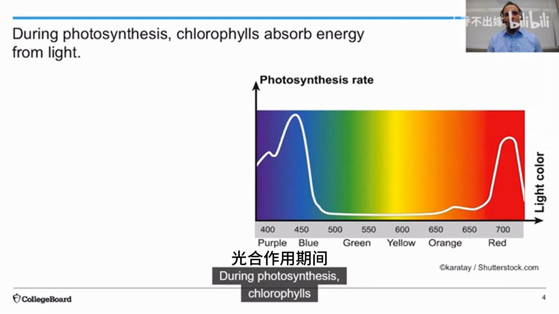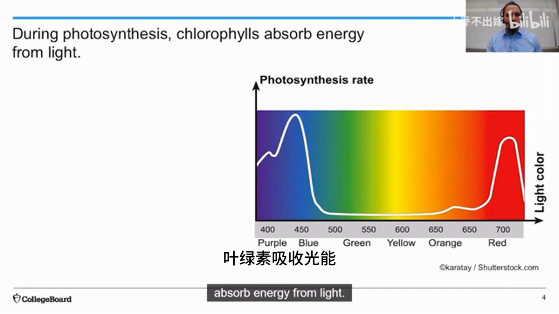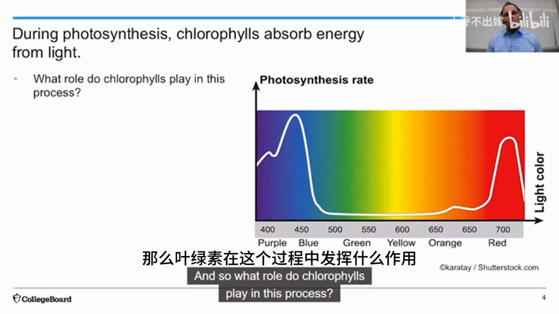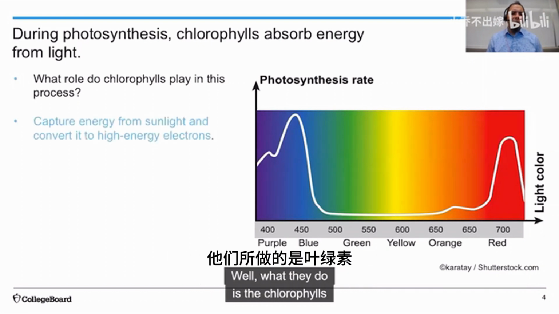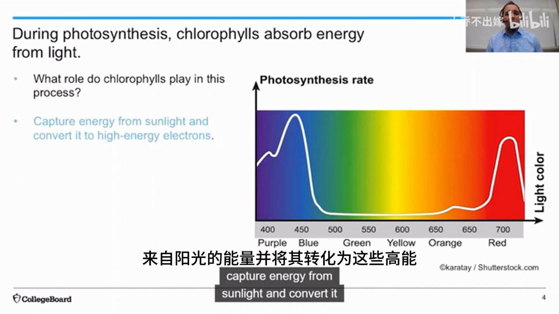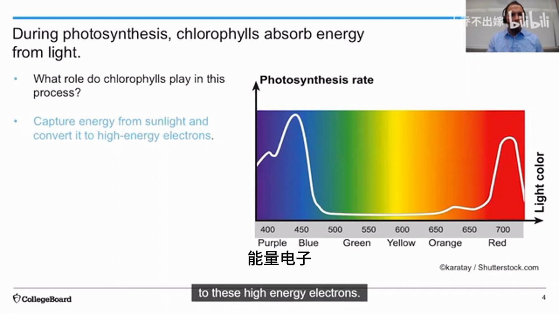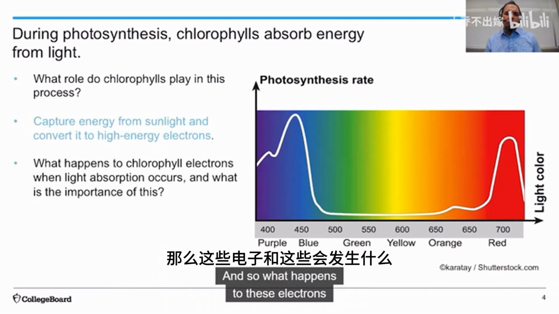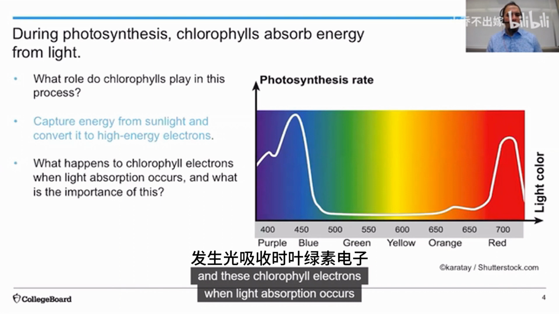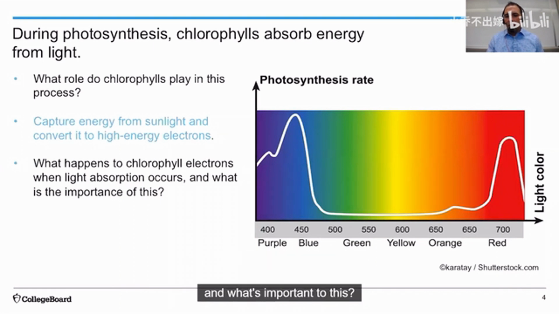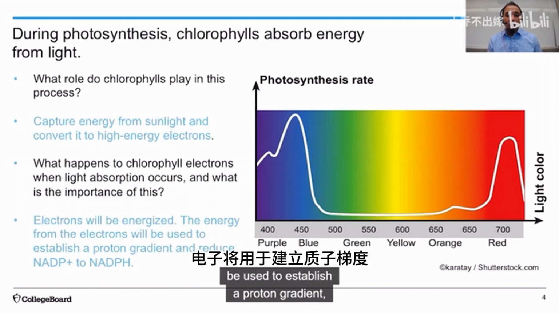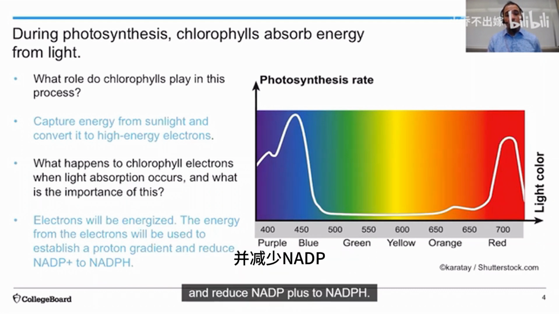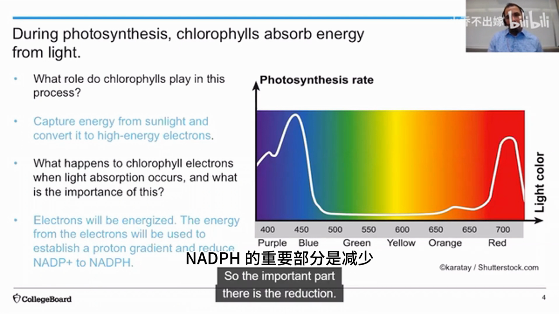During photosynthesis, chlorophylls absorb energy from light. So what role do chlorophylls play in this process? Maybe pause the video, jot down some ideas. Well, the chlorophylls capture energy from sunlight and convert it to high energy electrons. And what happens to these chlorophyll electrons when light absorption occurs, and what's the importance of this? Electrons will be energized. The energy from the electrons will be used to establish a proton gradient and reduce NADP plus to NADPH. So the important part there is a reduction.